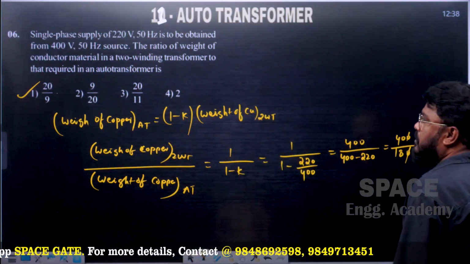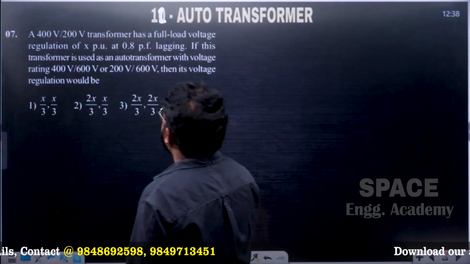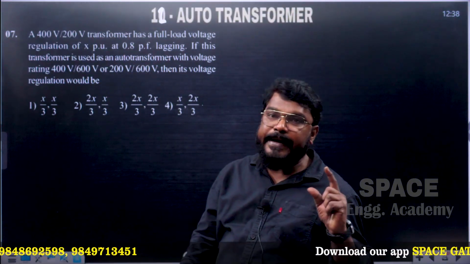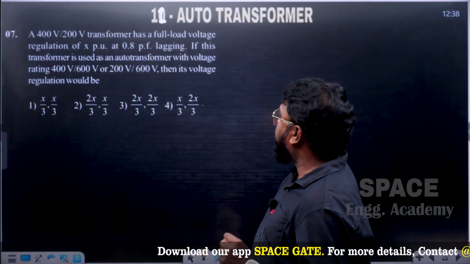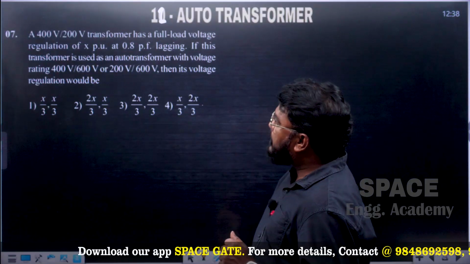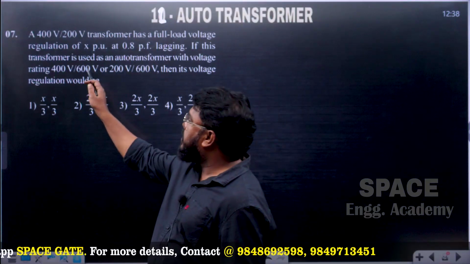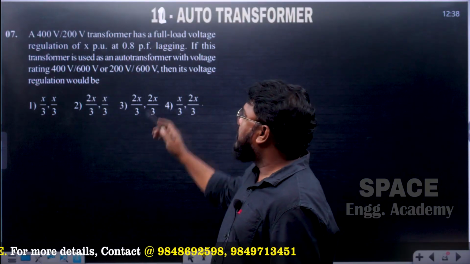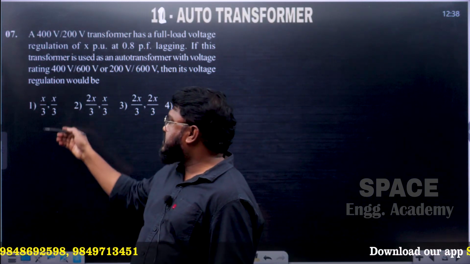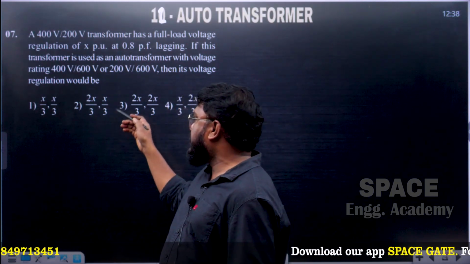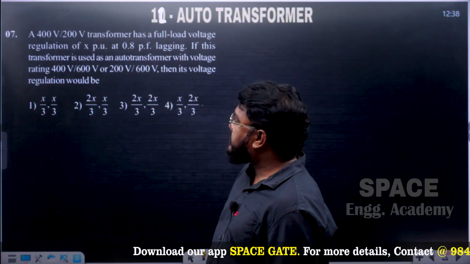Next, question number 7. A 400 upon 200 volts transformer has a full load voltage regulation of X per unit at 0.8 power factor lagging. If the transformer is used as an auto transformer with a voltage rating of 400 by 600 volts or 200 by 600 volts, then the voltage regulation would be: x by 3 comma x by 3, 2x by 3 comma x by 3, 2x by 3 comma 2x by 3, x by 3 comma 2x by 3.